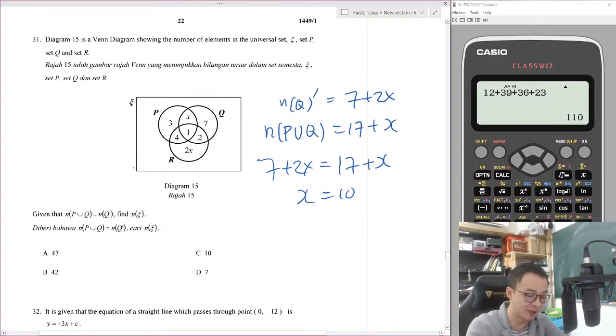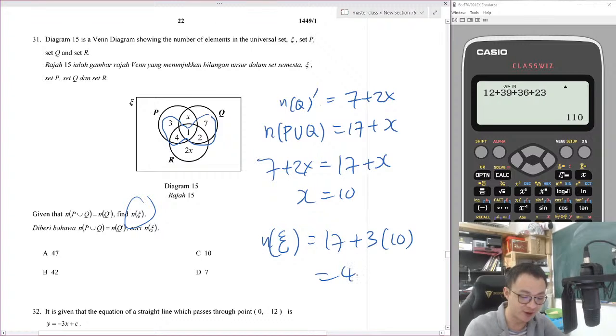Alright, then they ask about the universal set, which basically means total. So I add together. Here we have 17. So the universal set will be 17 plus 3x, right? So it will be 47. Answer will be A.